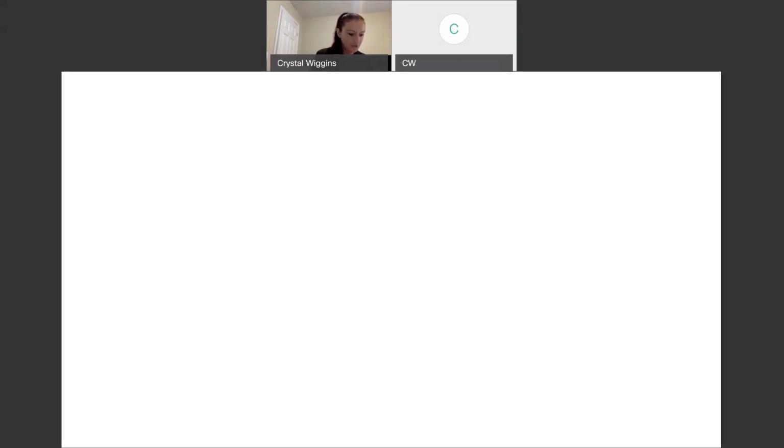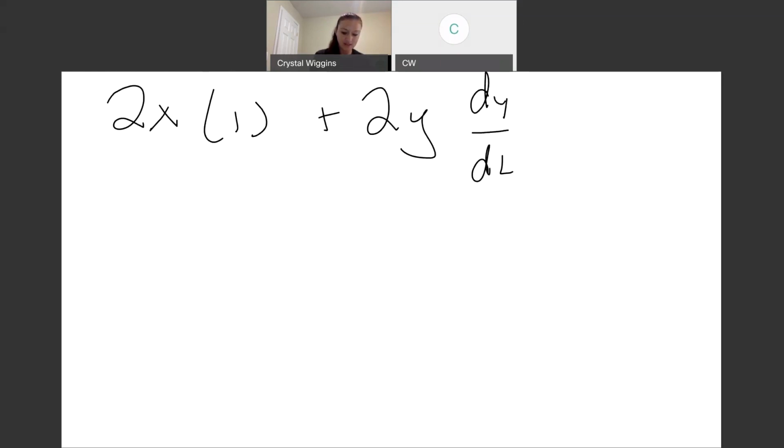So we have 2x times 1 plus 2y dy/dt is equal to 0. Now I realize once I get to this point that I only know one of the 4 variables that were here originally. I still have variables that I need to find. For example, I need to know what x is and y is, so that the only thing I'm trying to solve for is dy/dt. You can only have one unknown in one equation.